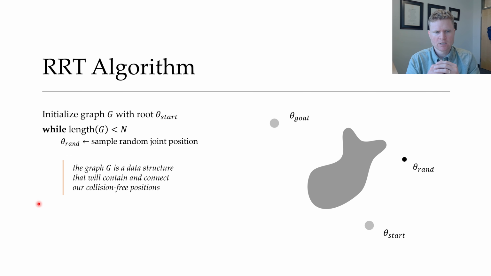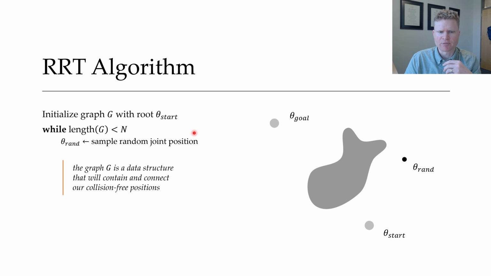These are some of the basic ideas, and let me show you what that means more in terms of the algorithm. So on the left, I'm going to have the algorithm, and we're going to build this up step by step. On the right, I'm going to try to visualize these steps with an example. So I've got my start position, I've got my goal. And the way this algorithm is going to work is it's going to build something called a graph. We're going to call that graph G. Now, this is just a data structure that's going to contain and connect our collision-free positions. So you can think of this as our memory of all the different positions we found so far that are valid, that are collision-free. So at the beginning, my graph is just going to contain my start position because we know this is a valid position that I could start with.